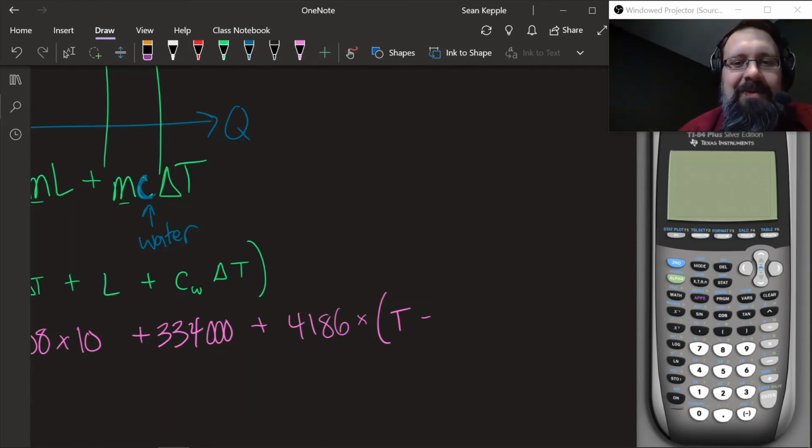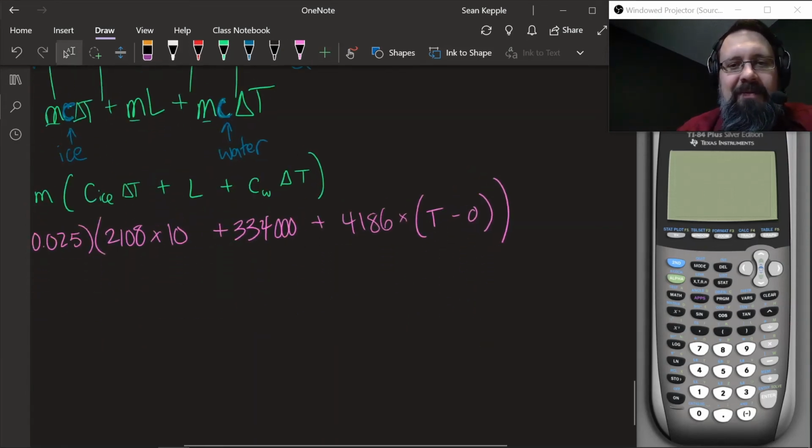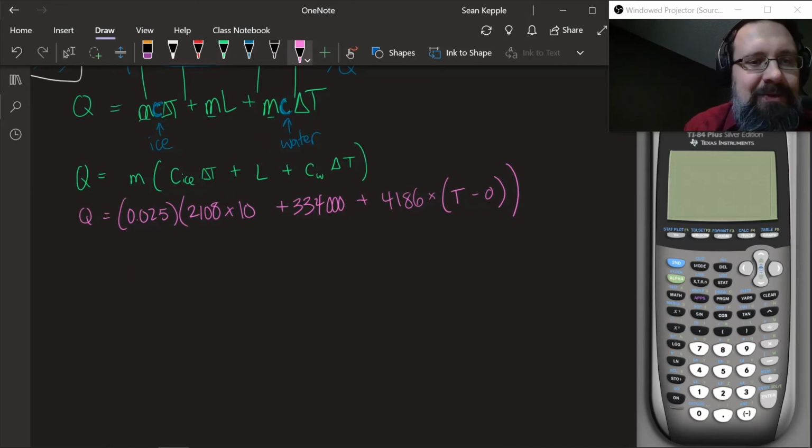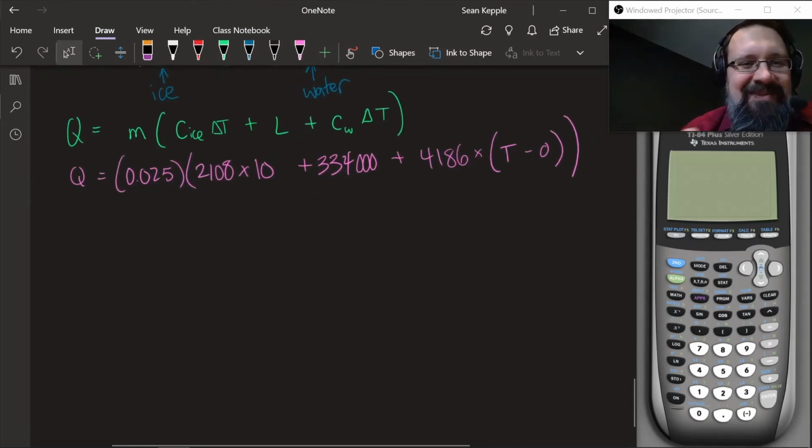Come on. So minus 0 there. All right, and so that's what we need to solve for. So let's do it. So Q is going to be equal to, we're going to have a whole bunch of math to do here. It's going to be disgusting. All right, here we go.